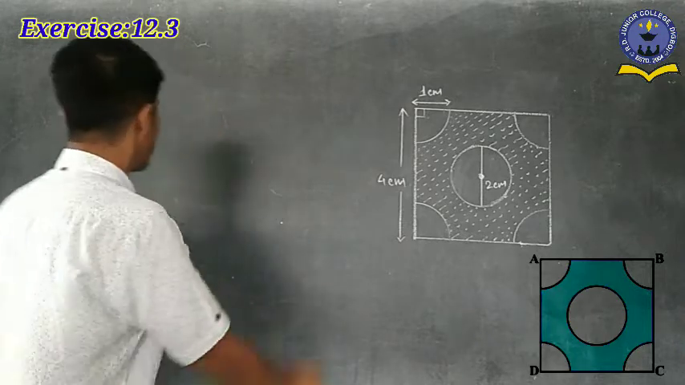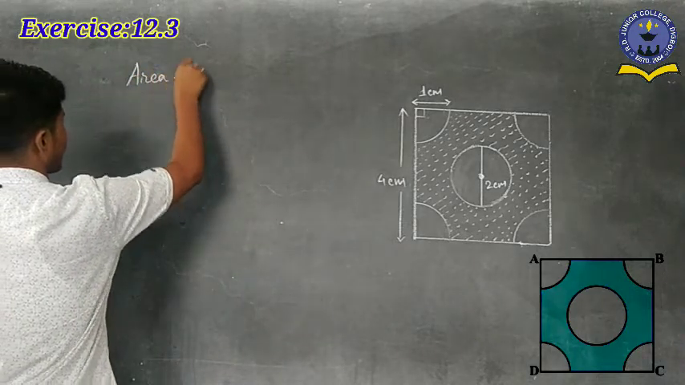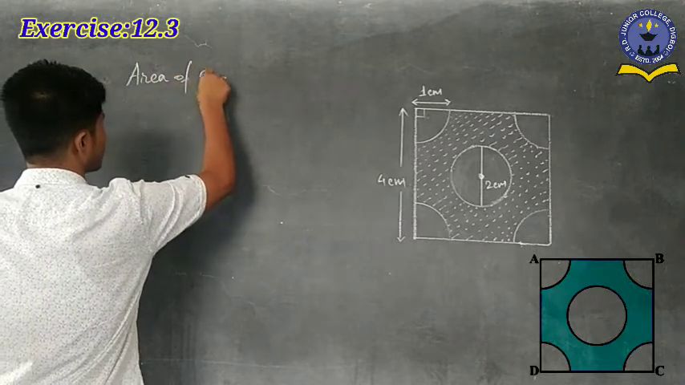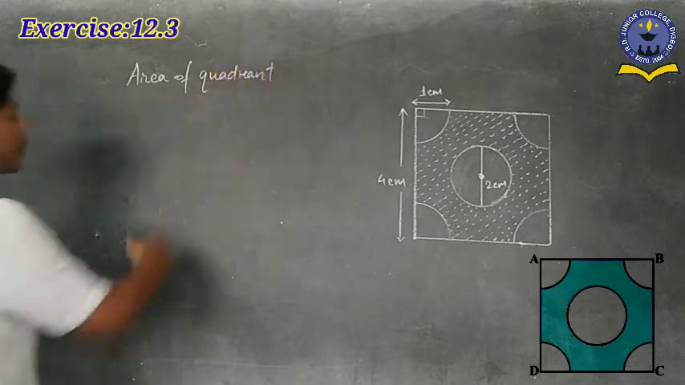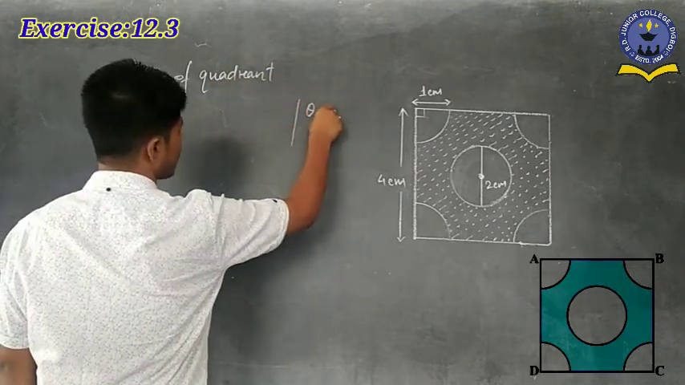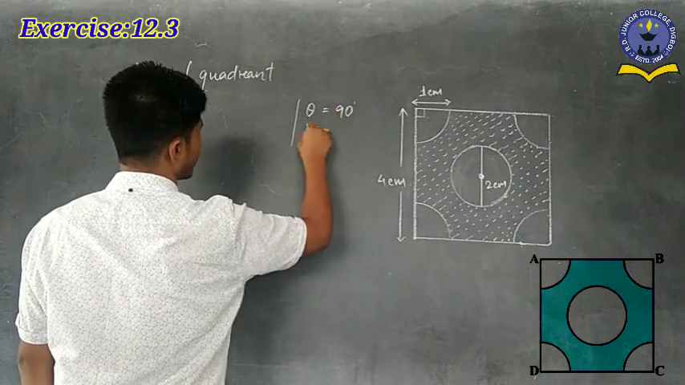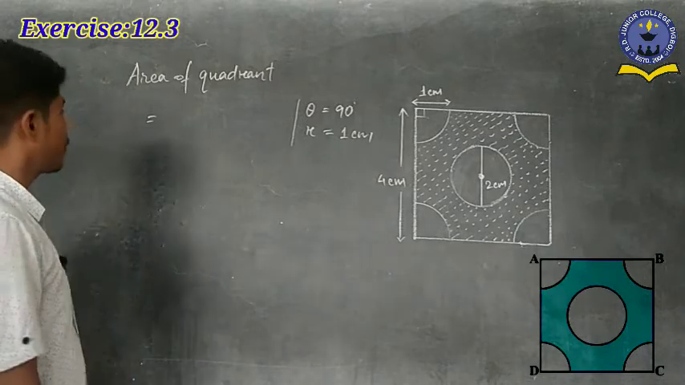So you have to write here area of quadrant. Simply we have to find first one quadrant. So area of quadrant first of all we have to find. Here theta is how much? 90 degree, and the radius is how much? 1 centimeter, isn't it? So area of quadrant, what do you have to write?